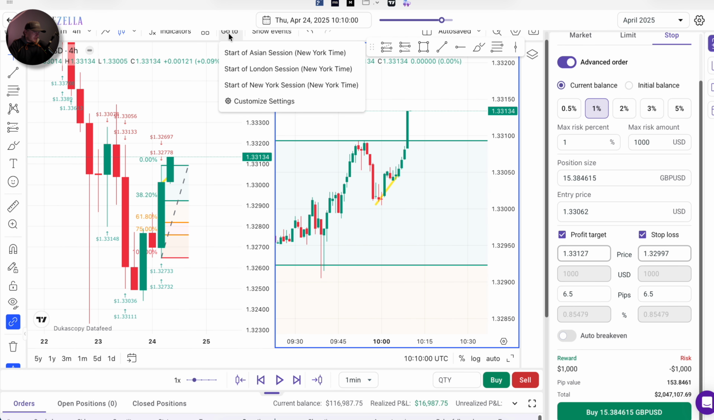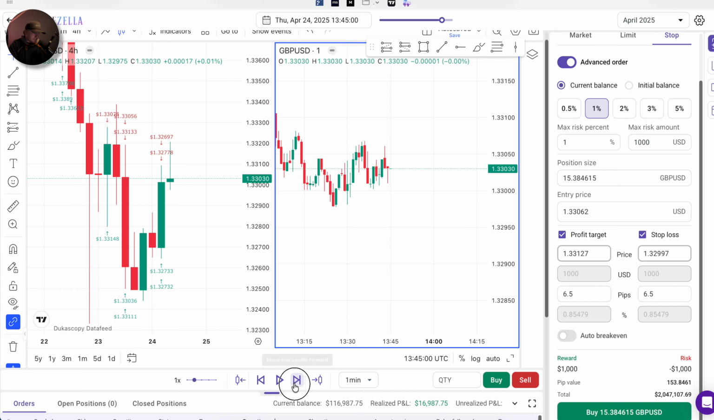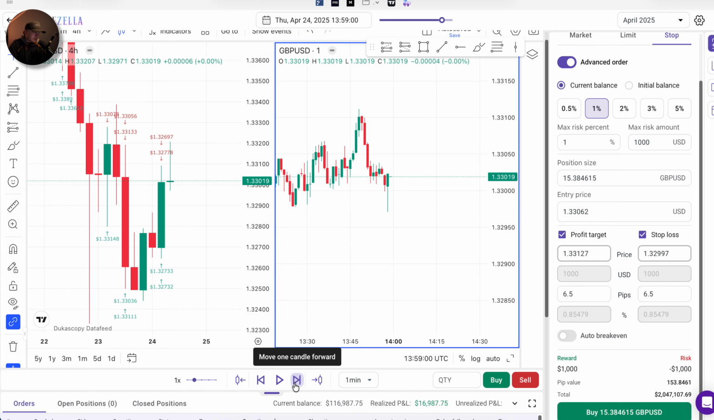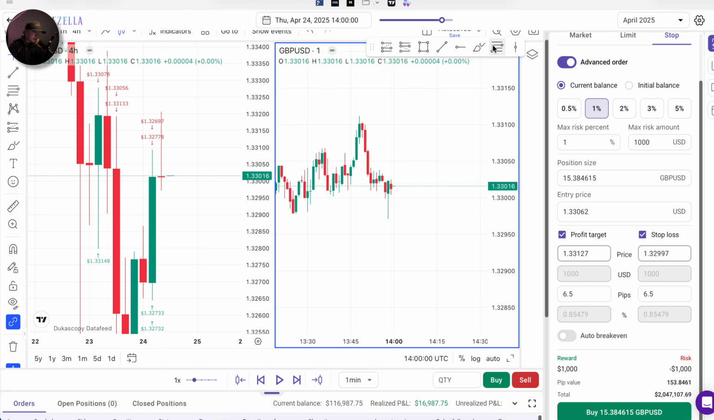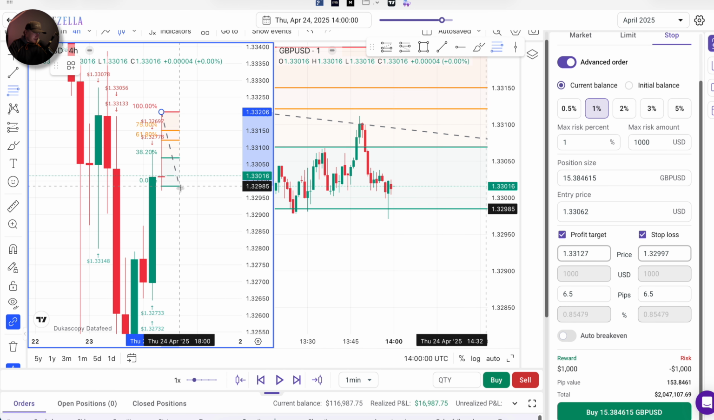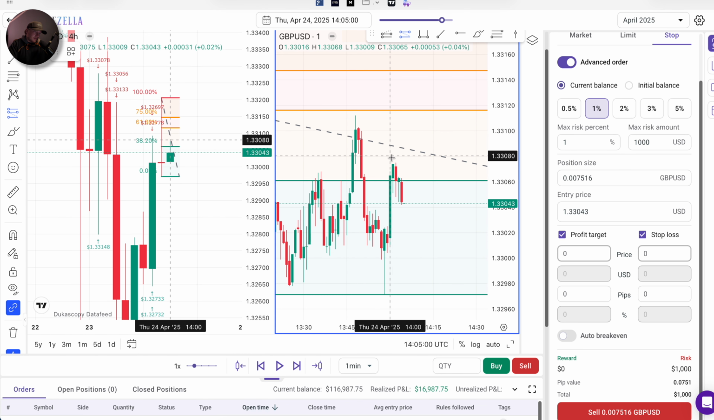And we've broken out. So now we go forward to New York. We remove drawings. We see what happens. We end up closing bearish, but only just, very, very close to an indecision candle. But let's keep moving forward. We're pushing up. There's the lower high shift there.